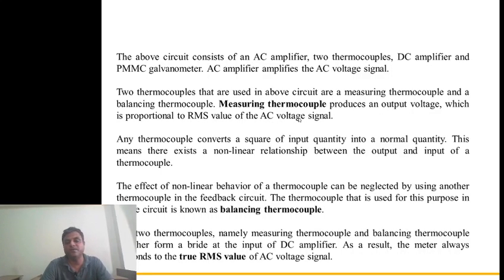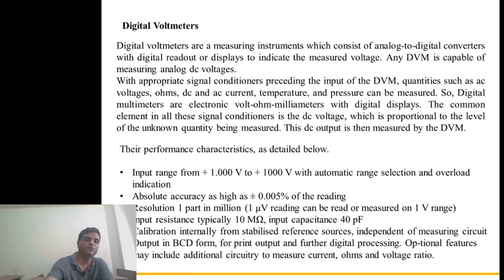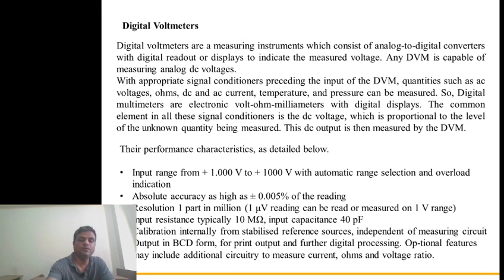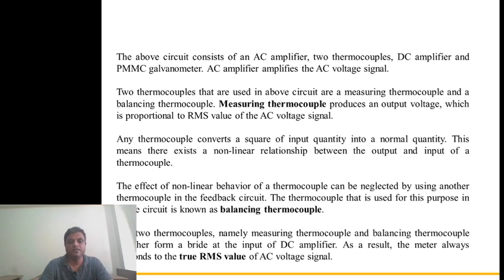The two thermocouples, namely the measuring thermocouple and the balancing thermocouple, together form a bridge at the input of the DC amplifier. As a result, the meter always responds to the true RMS value of the AC voltage signal. So that is basically the advantage of this type of circuit. So that's all about the AC voltmeter.